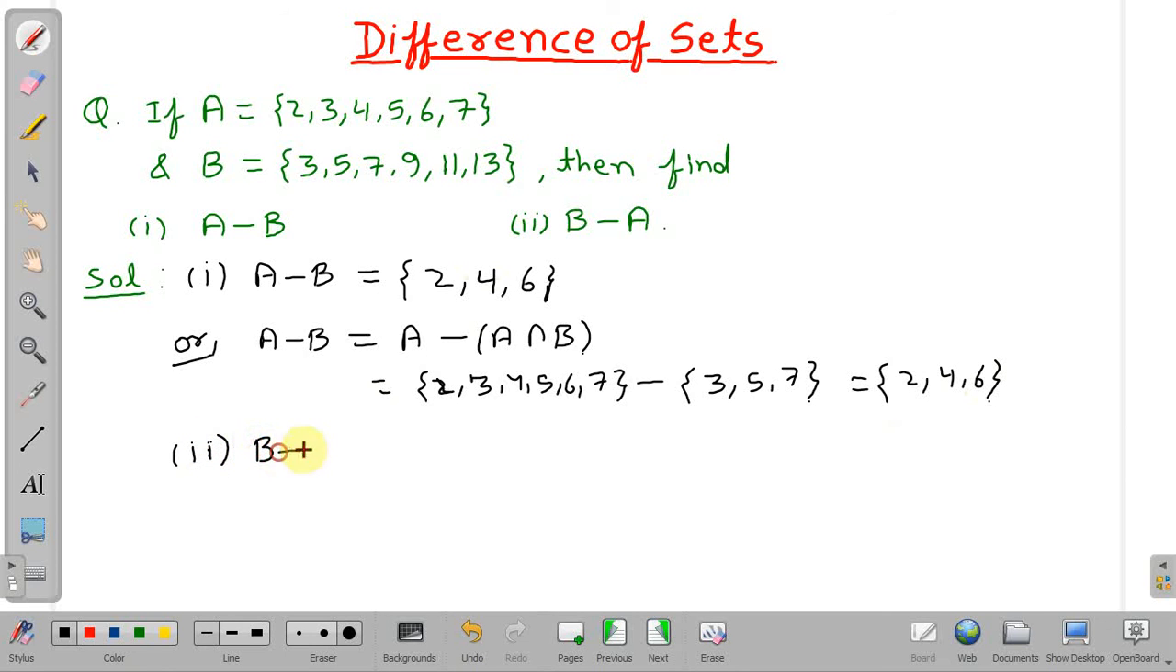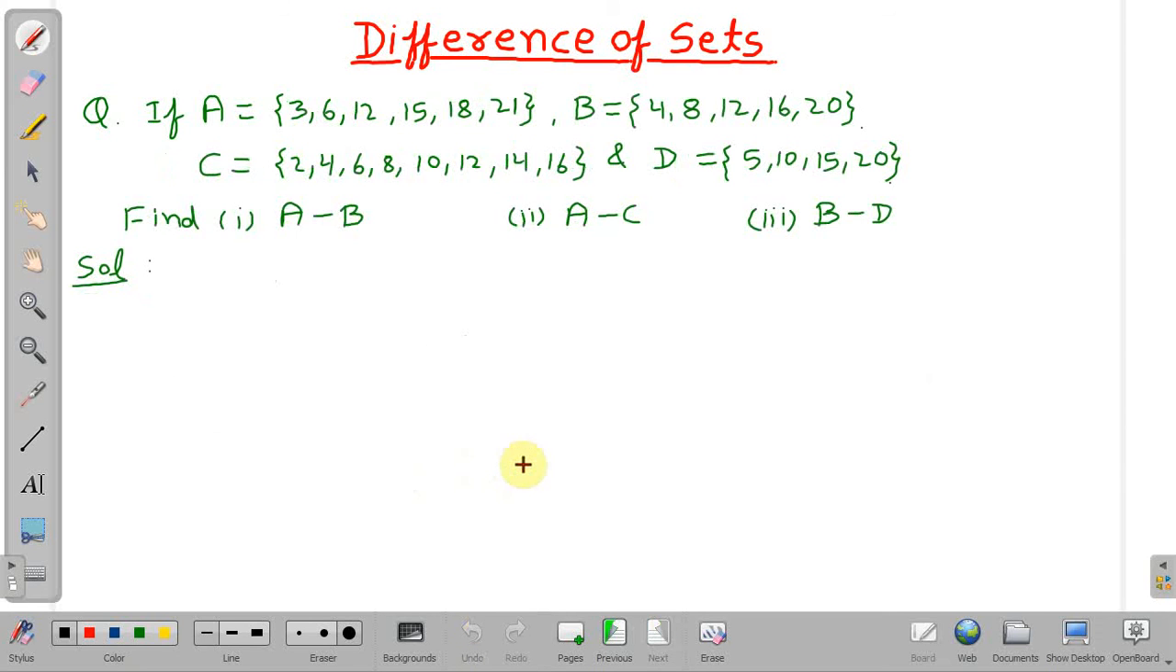Second, we have to find B minus A. Now we have to consider elements of set B which should not contain elements of set A. So you can see 3, but 3 is a part of A also. So we will not consider that. 5 is also a part of set A and 7 is also a part of set A. So remaining elements are 9, 11 and 13.